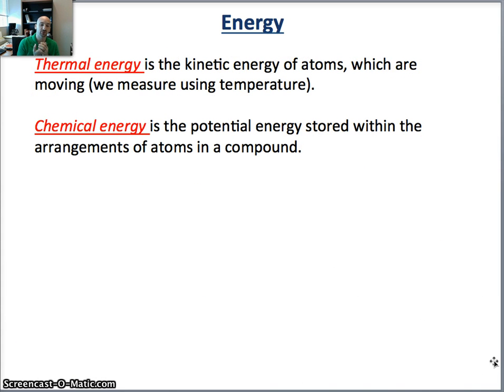Well, two other types of energy are thermal energy and chemical energy. Okay, we're going to discuss these more in detail as we go through this chapter, but thermal energy is just the kinetic energy of atoms which are moving around. Okay, and we can measure that using temperature. Whereas chemical energy is the potential energy stored within the arrangement of atoms in a compound. Okay, so in between these different bonds between different atoms, you have energy that's being stored as potential energy.